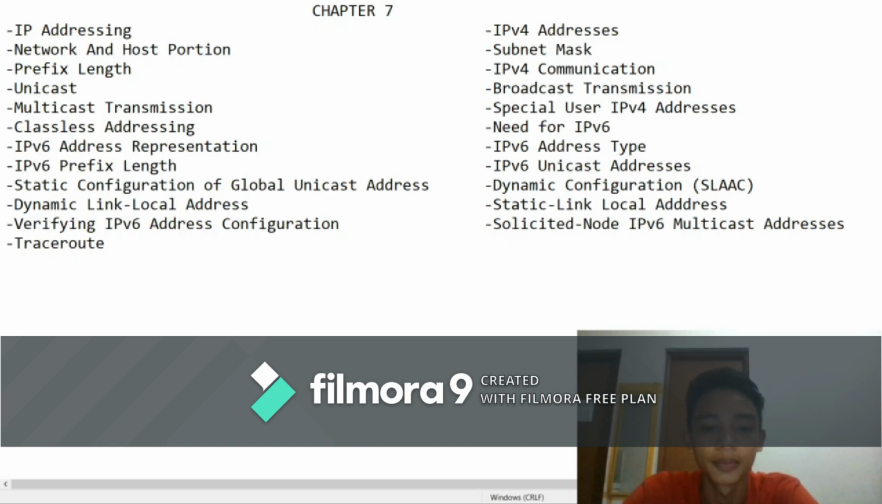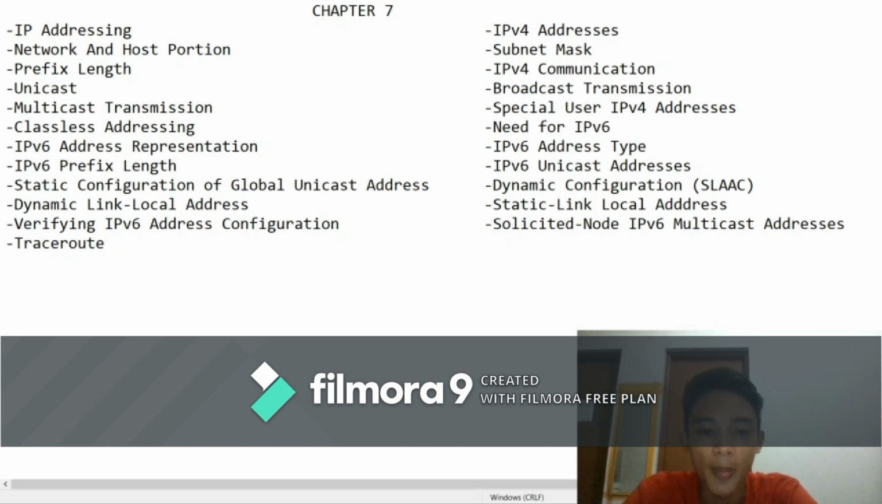Unicast transmission. Unicast communication is used for normal host-to-host communication in both client-server and peer-to-peer networks. Unicast packets use the address of the destination device as the destination address and can be routed through an internetwork.